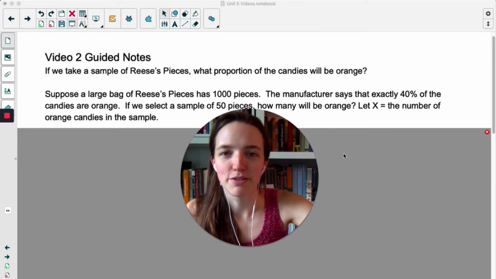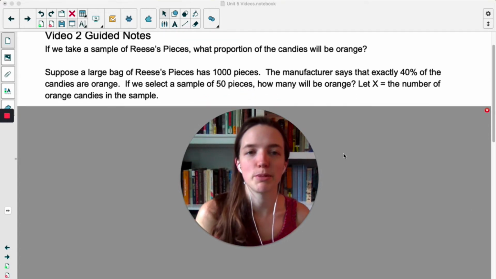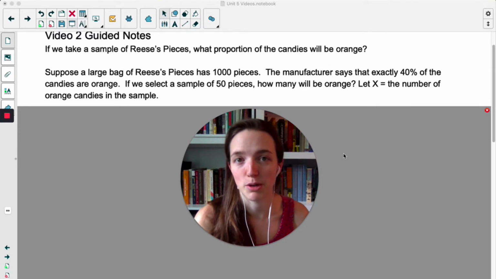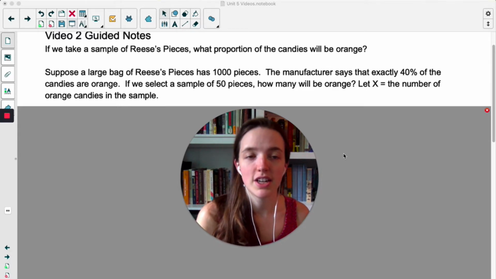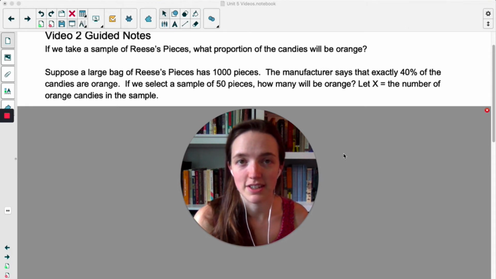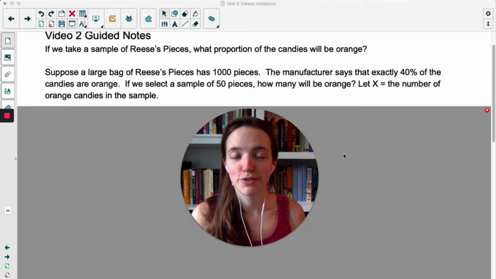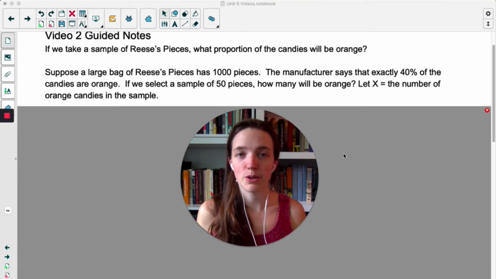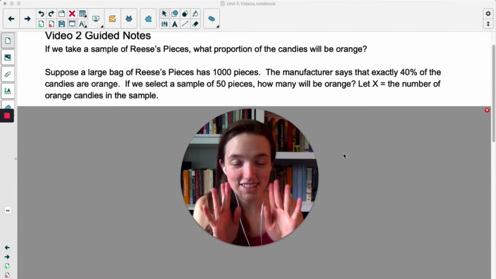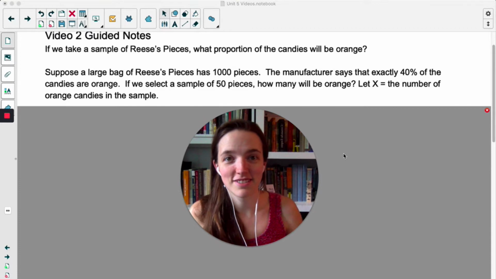Suppose a large bag of Reese's Pieces has 1,000 pieces. The manufacturer says that 40% of them are orange. If we select a sample of 50 pieces, how many will be orange? X is going to be the number of orange candies in the sample. So what I'd like you to do first is just question 1. Pause the video and do that on your own. Hint, it's something from the last unit.